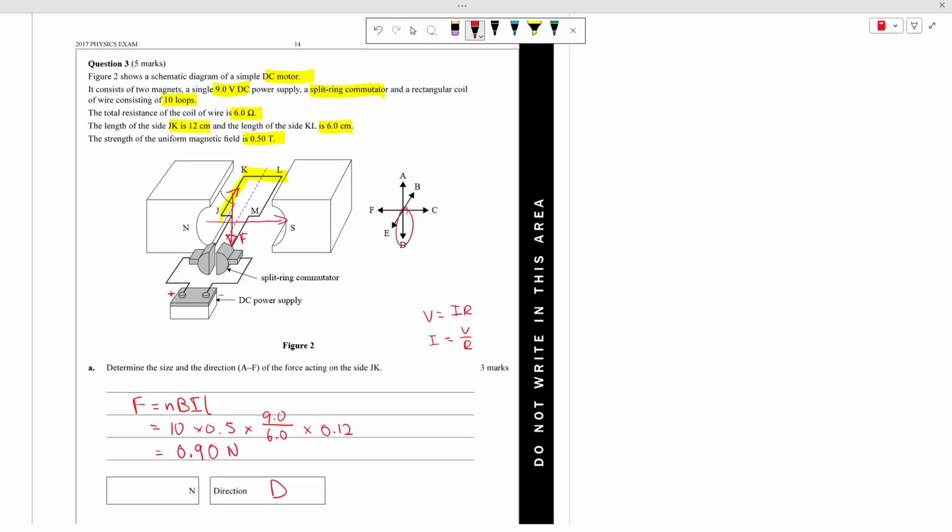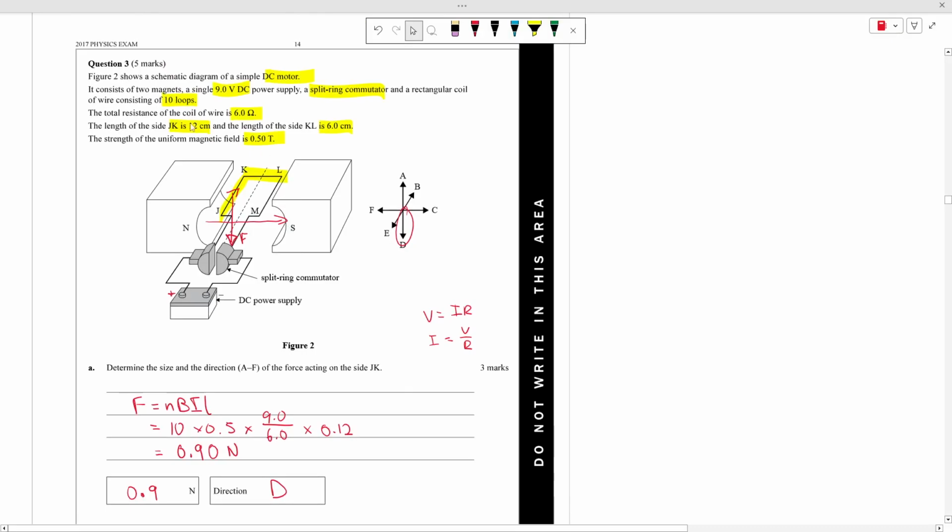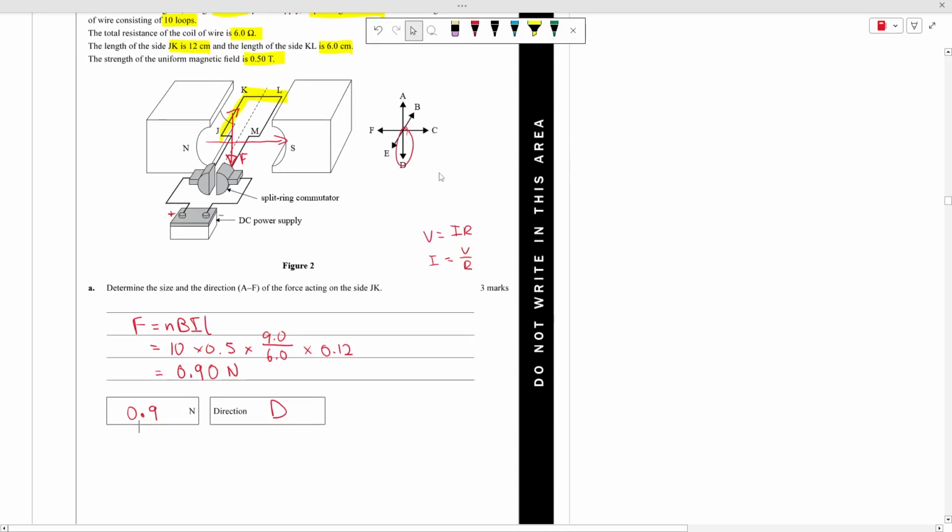Okay, cool. I think the most common error, according to our examiner's report, was that students were omitting the 10 loops, so they were forgetting about the N. Others failed to convert the length of that piece of the coil into meters, or stated the wrong direction because they didn't know how to use the slap rule. Another thing is that students were probably not aware they had to calculate the current because it wasn't given to us. So you do have to rely on your knowledge of Ohm's law for that.